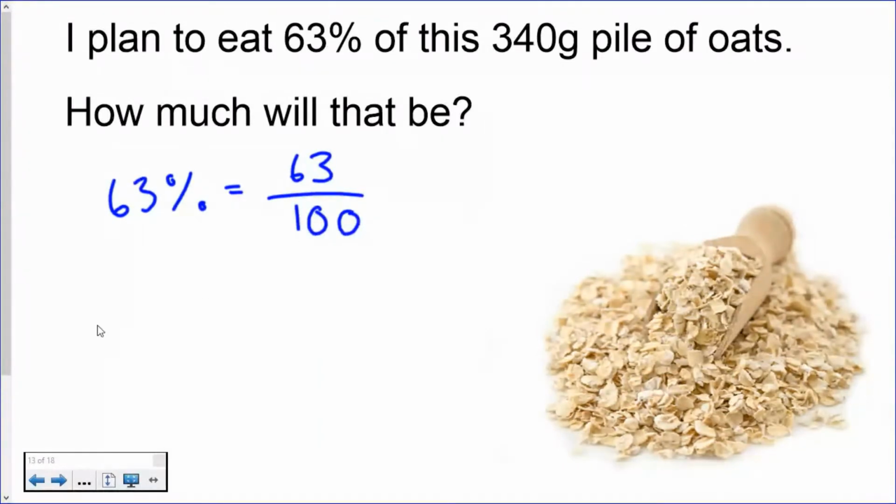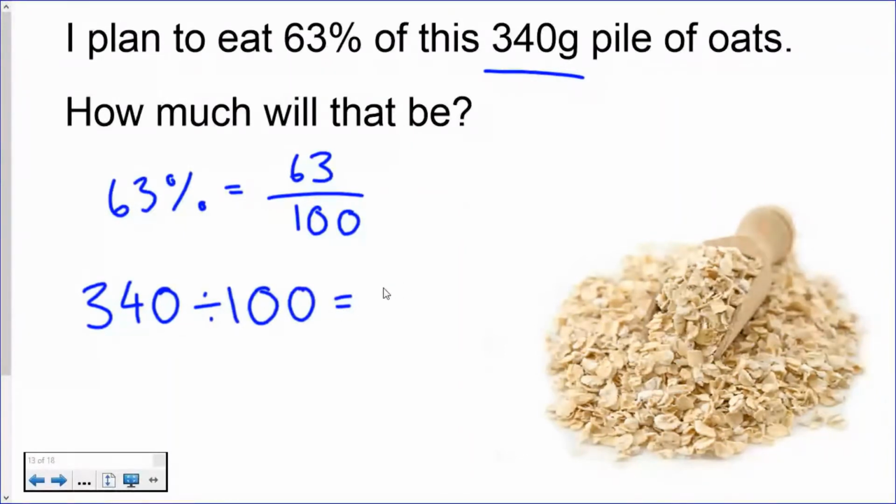So what I could do for one method would be to take 340 grams, divide it by 100, and that gives me 1%. So 340 moved to the right 2 places becomes 3.4. What I could then do is take my 3.4, which is 1%, and I need to turn it to 63%. So I'll take 3.4 and times it by 63, using a column method, and that will find me the answer. So you can divide by 100, then multiply by the percentage that you're looking to find, and that will work.